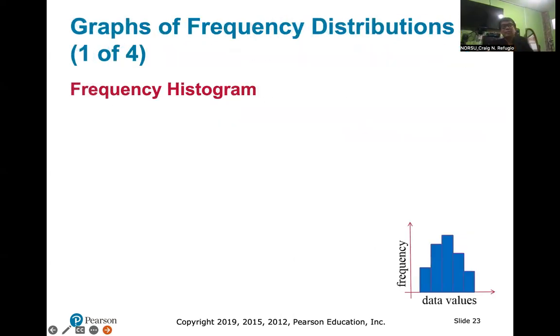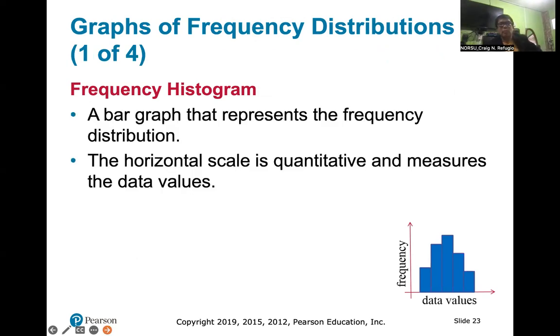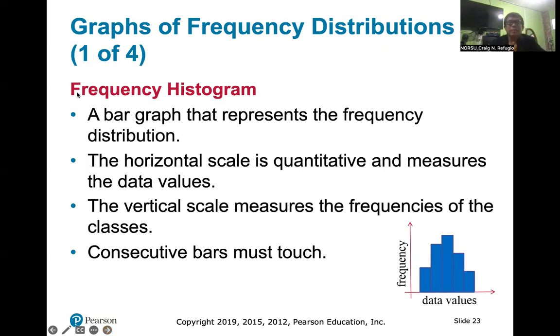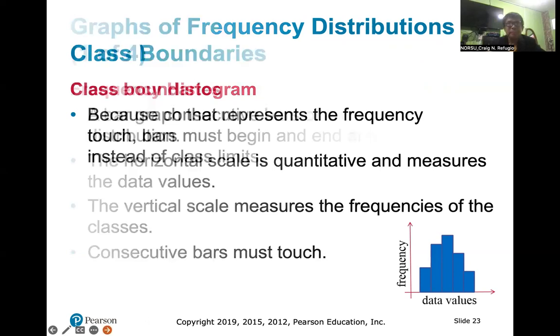Then we have the frequency histogram. The data values, you can generate this using Microsoft Excel. So how are we going to do that? We have a bar graph that represents the frequency distribution. The horizontal scale is quantitative and measures the data values. The vertical scale measures the frequencies of the classes. Then consecutive bars must touch each other. You notice the consecutive bars are touching each other.